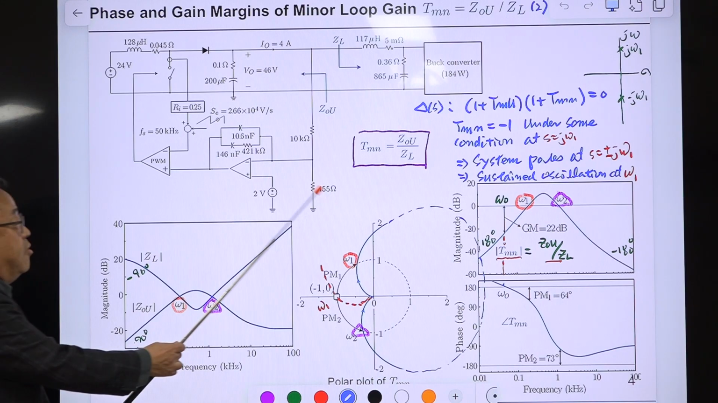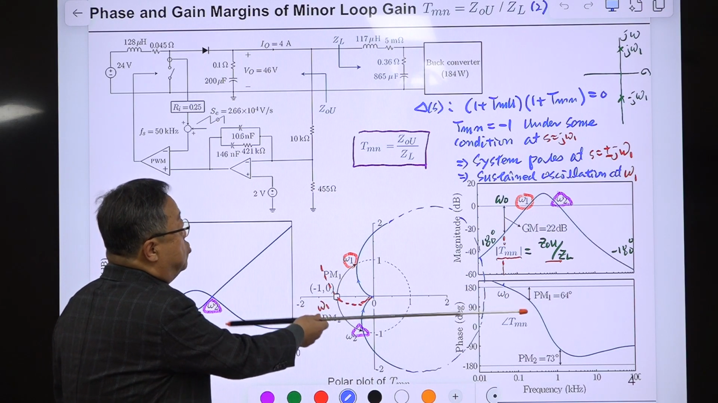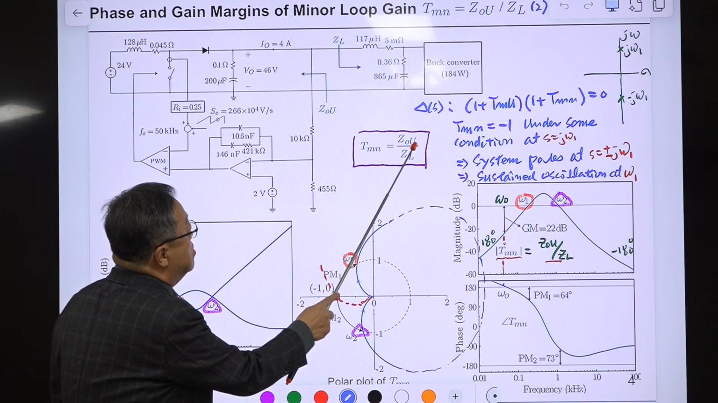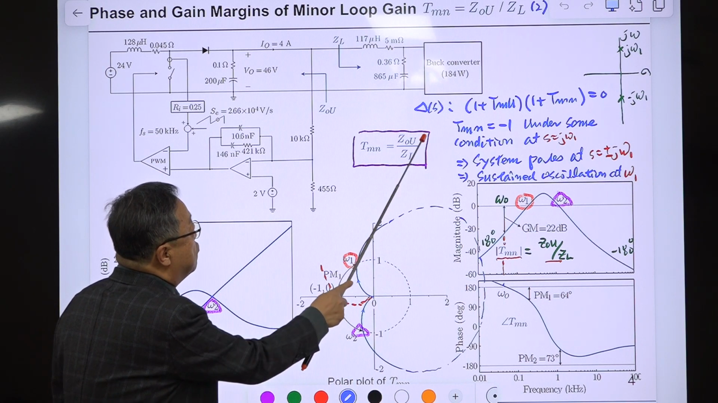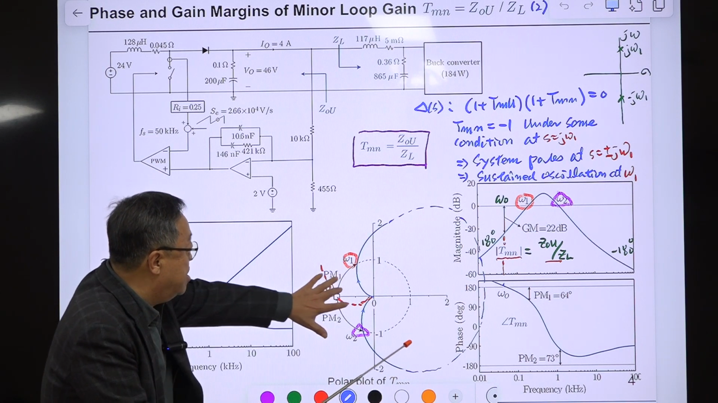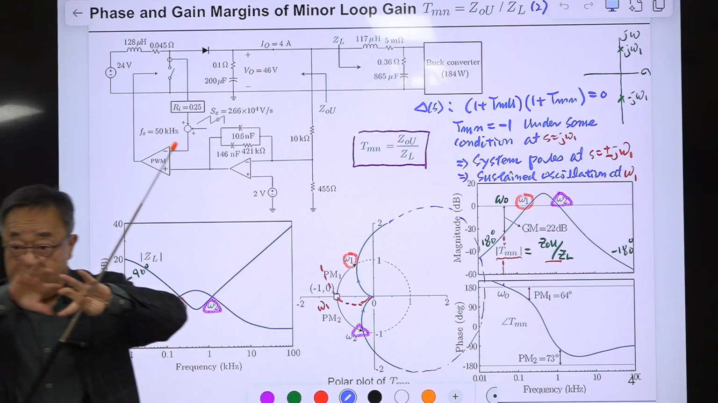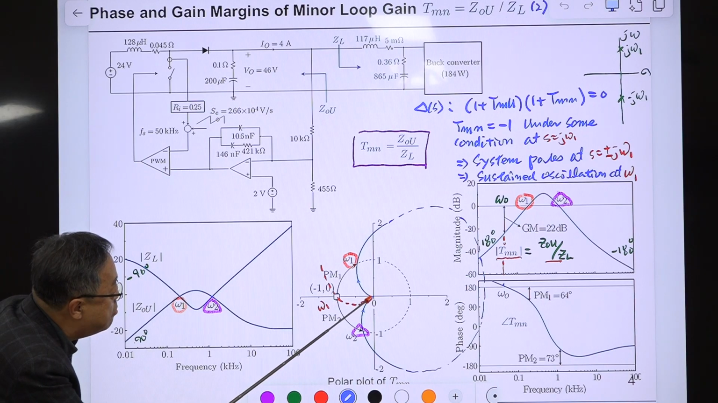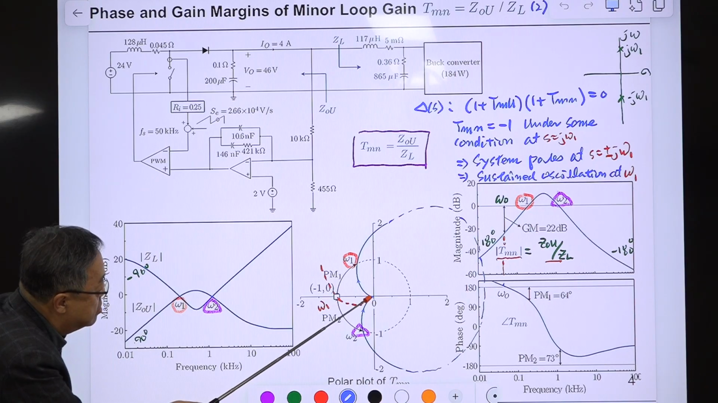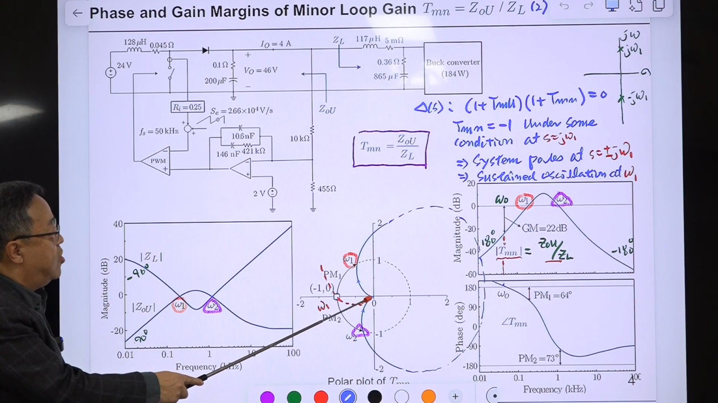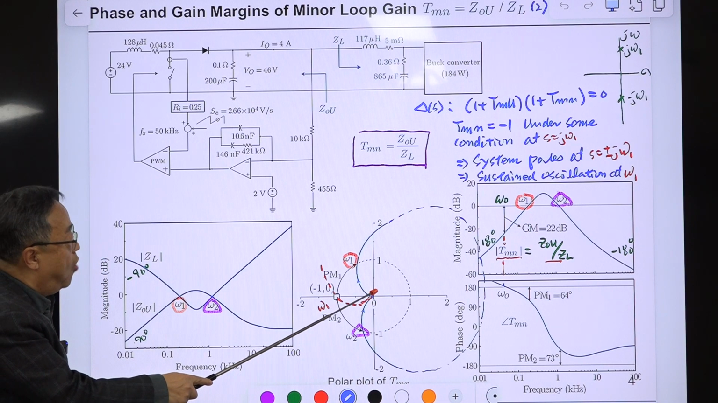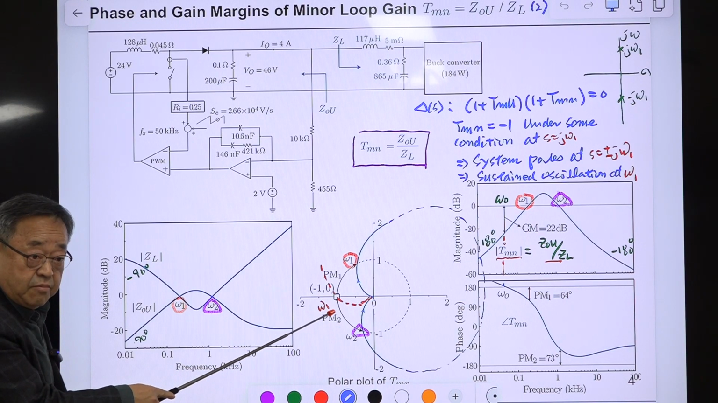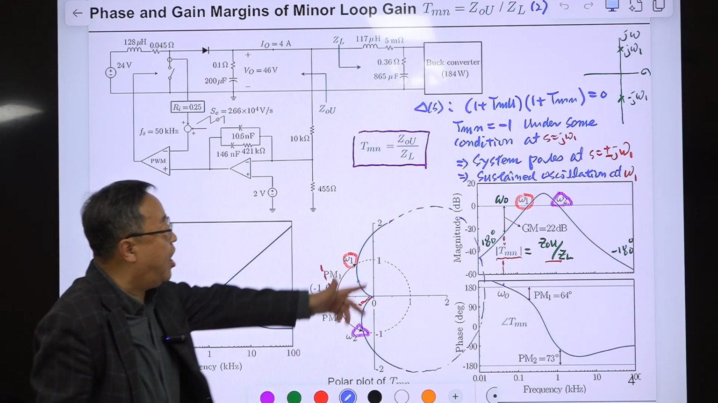Now, phase is fixed, so you are only increasing the gain. You are multiplying this TMN with some constant, then this trajectory is expanding. Maybe this point is minus 0.1, the negative real axis crossing is at minus 0.1. Then you increase 10 times, and it will pass like this and become unstable. There is the gain margin here.